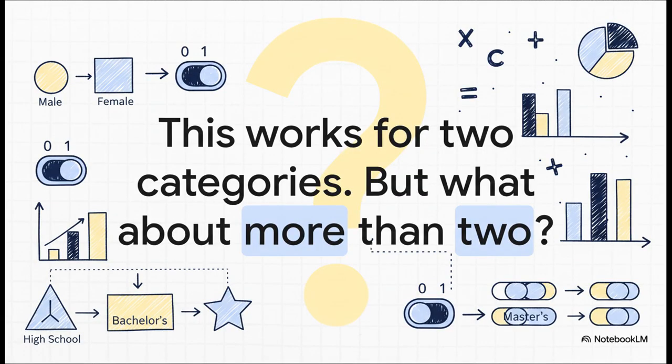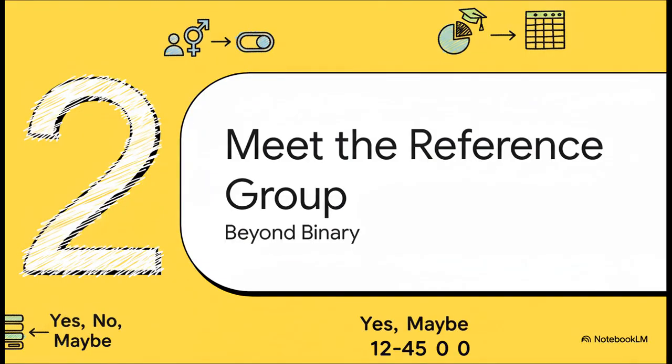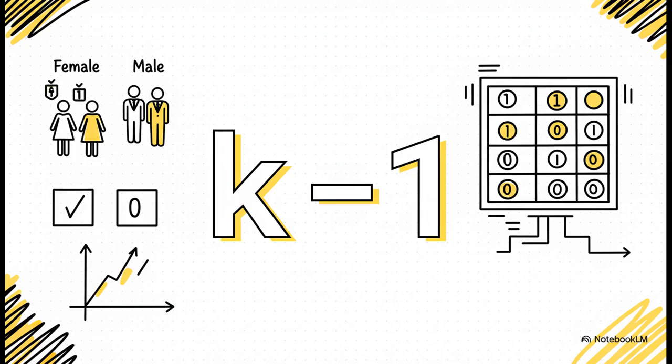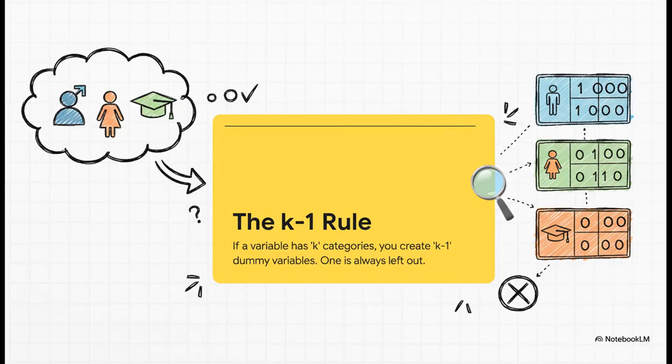Right, that makes total sense for a simple on-off choice. But I know what you're probably thinking right now. What happens when you have more than 2 options? What if you're looking at something like education level, which might have 4 or 5 different categories? And that is the perfect question. Because to handle that, we need to fully understand how to use this idea of a reference group. The solution has a name, and it's a fundamental rule you've just got to know for this kind of analysis. It's called the K-1 rule. Now, I know it sounds a little technical, but the logic is actually crystal clear.